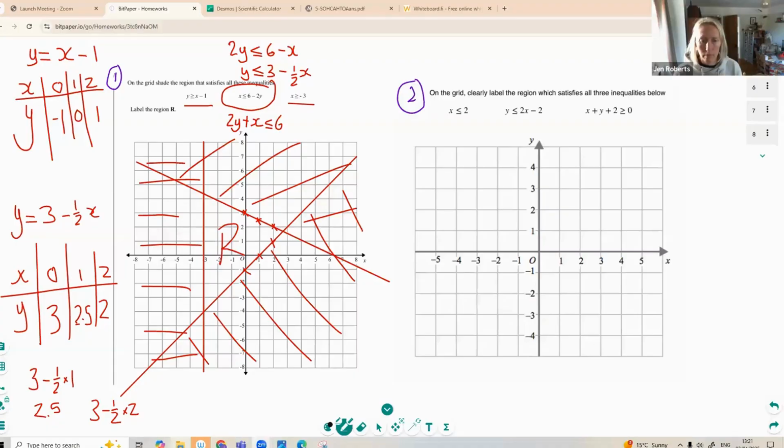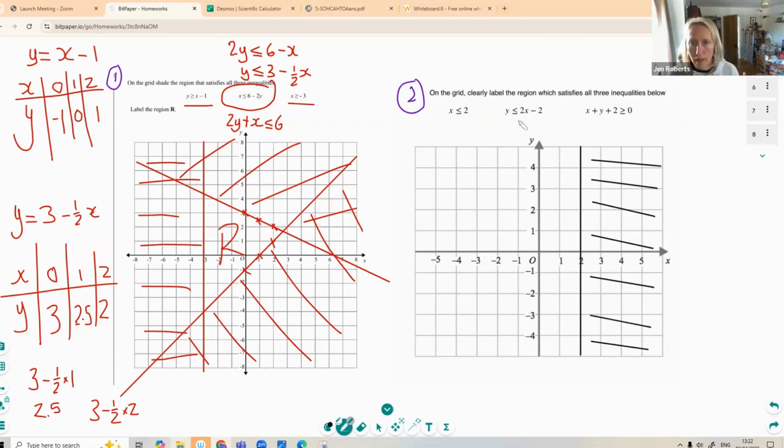And this last one, our first inequality, x is less than or equal to 2. Let's draw a line where x is equal to 2. We want less than or equal to. We want this left-hand side. Do not want this right-hand side, because here, bigger than 2.